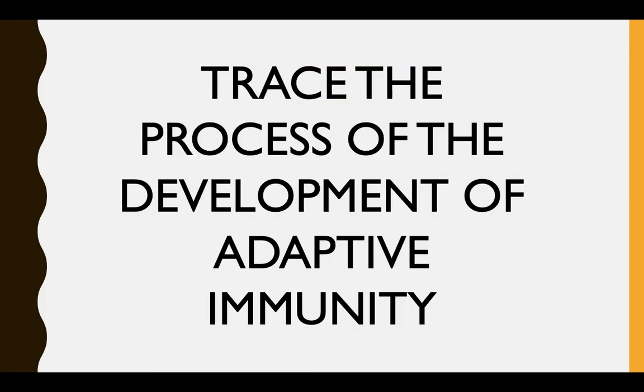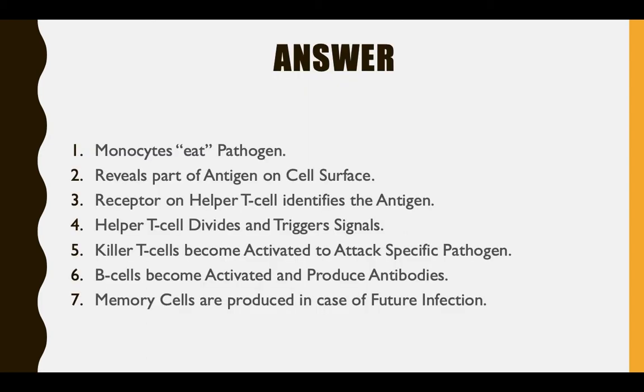Okay, so how can we trace the development of adaptive immunity? So, first, monocytes will eat the pathogen, and in the second step, it reveals part of the antigen on the cell surface. The third step is the receptor on the helper T cell identifies the antigen, and the fourth step, the helper T cell divides and triggers signals. Fifth step, killer T cells become activated to attack the specific pathogen. Sixth step, B cells become activated and produce antibodies. And the last step, memory cells are produced in case of future infection.